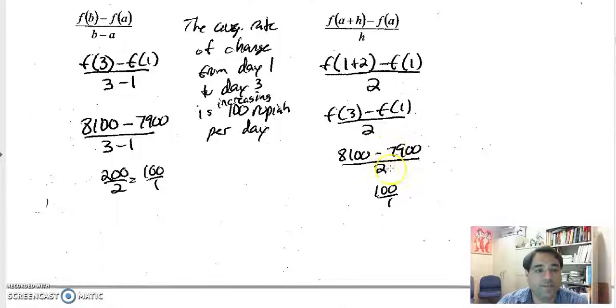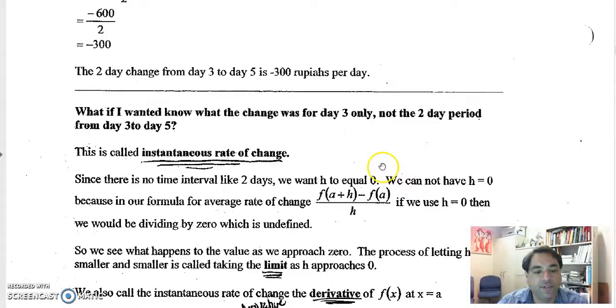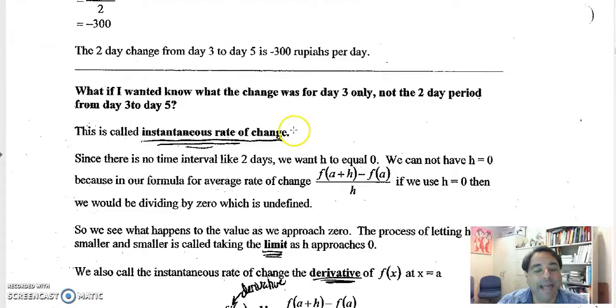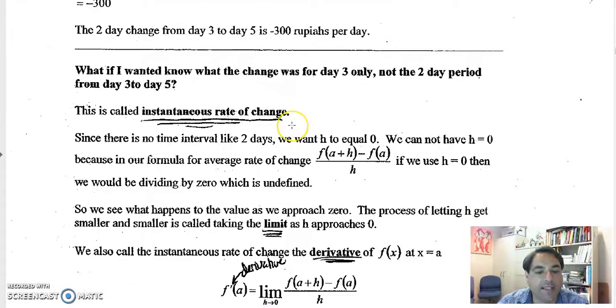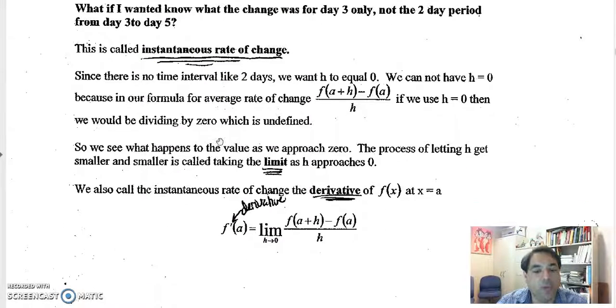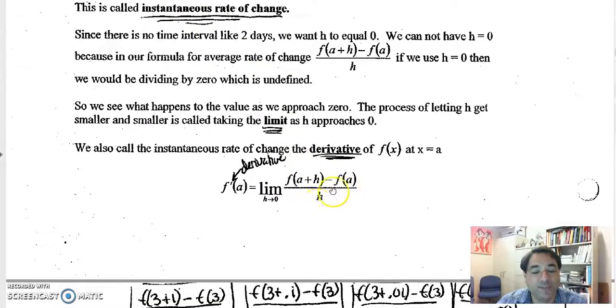That's what causes those. Now, what if I don't want to know from day 3 to day 5 or day 1 to day 3? I want to know what's happening at day 3 or at day 2 or at a specific day. That's called instantaneous rate of change. Instantaneous rate of change is what's happening right now. Well, the problem with right now is when I go from day 1 to 3, it's a 2-day period. Or day 3 to 5, also 2 days. Or 4 to 5, 1 day. H is 2 or 1. Instantaneous rate of change, H is 0. So we have an issue there.